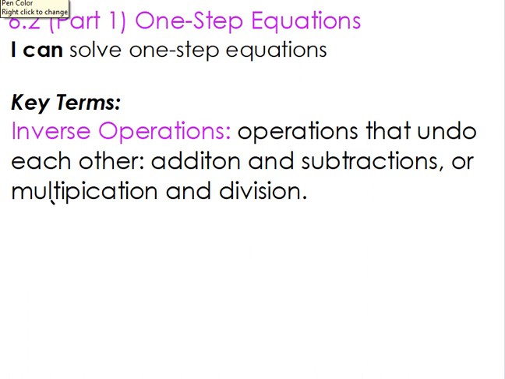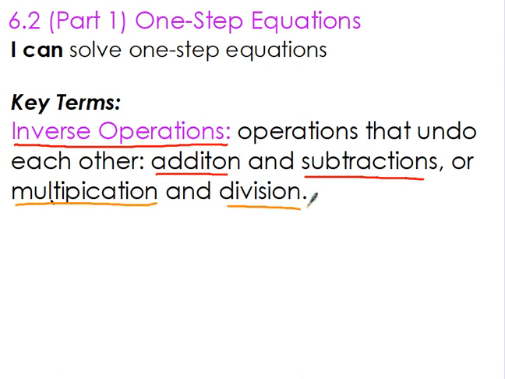So our first key term is inverse operations. Inverse operations are very, very important when it comes to solving equations. They are operations that undo each other. They are the opposite of one another. For example, addition and subtraction are inverse operations. Addition undoes subtraction, and subtraction undoes addition. Multiplication and division are also inverse operations. Multiplication will undo division, and division will undo multiplication. They are the opposite of one another. This is super important when we're talking about one-step equations and how to solve them.